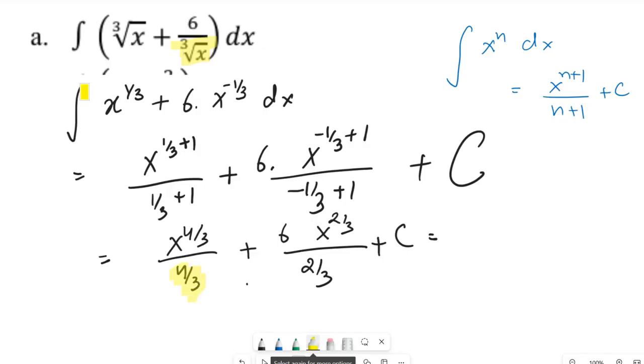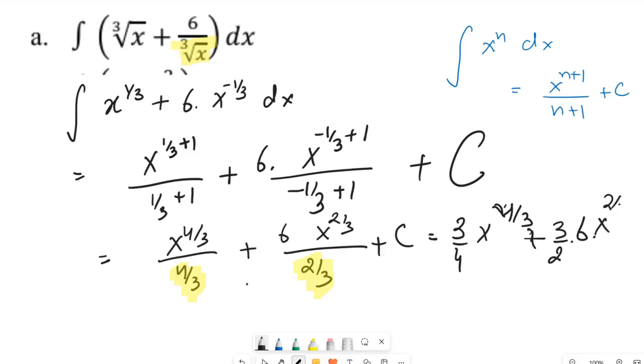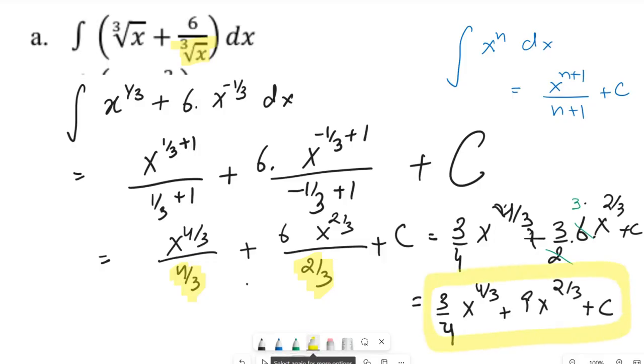This 4/3 is in the denominator. It will flip and become 3/4 because it's dividing, times x to the 4/3. Again, this 2/3 can flip and become 3/2. So this will become 3/2 times 6, x to the power 2/3 plus 6. This 2 can cancel. 2 times 3 is 6. So 3/4 x to the 4/3 plus 3 times 3, 9 x to the power 2/3 plus c. This is your answer.